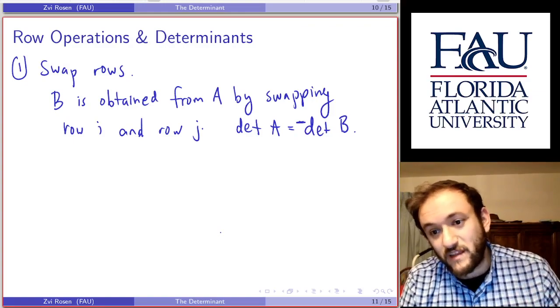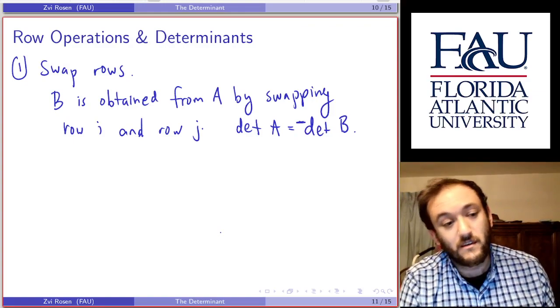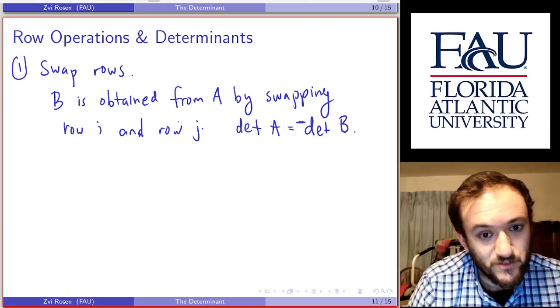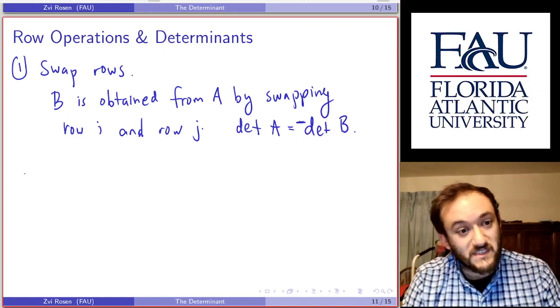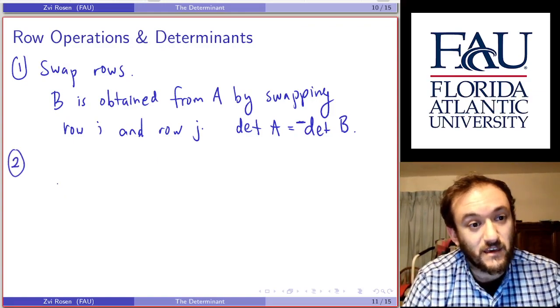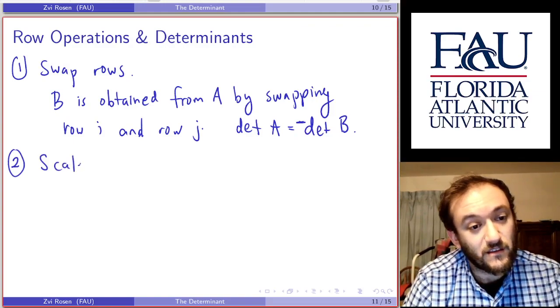And you can get that directly from the cofactor formula, but we won't look at that explicitly. Just keep in mind, swapping rows picks up a minus sign. The next operation that we did is we can scale a row by a constant.